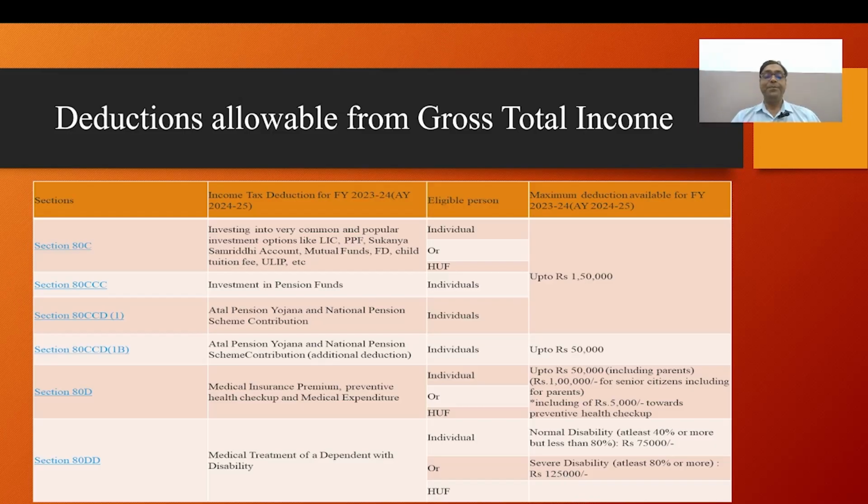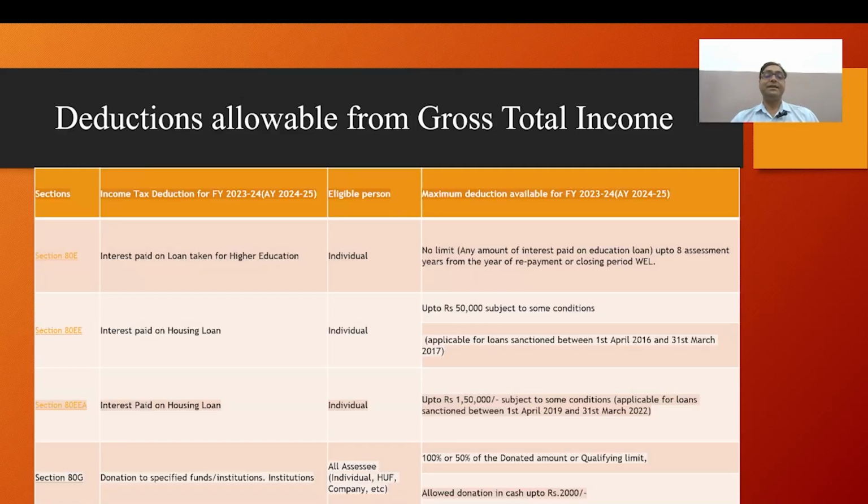Now the remaining section is section 80E, interest paid on a loan taken for higher education. Suppose your child is studying and you are taking a higher education loan, you can take the benefits regarding this loan. And if I am doing further study, going to other reputed institutions and out of India, then I can take this benefit. It is implemented for the individual person.